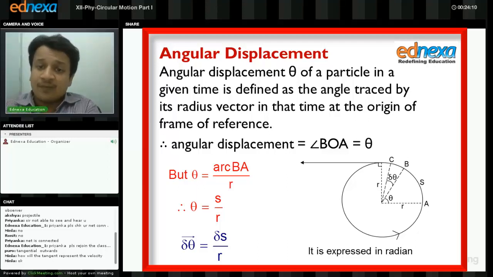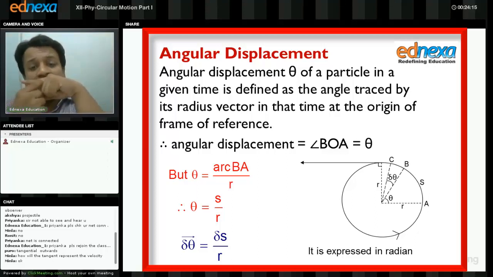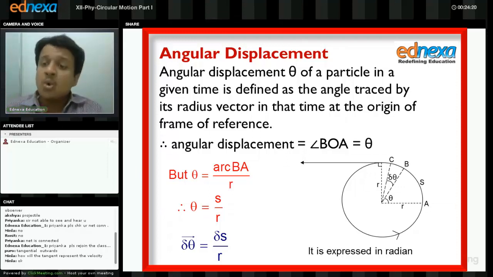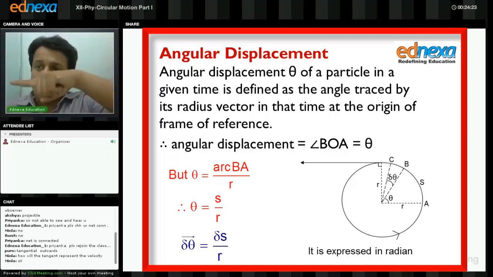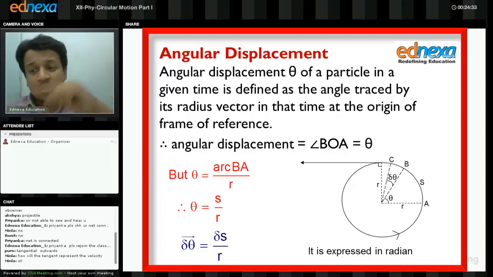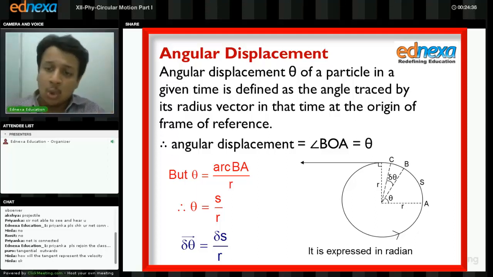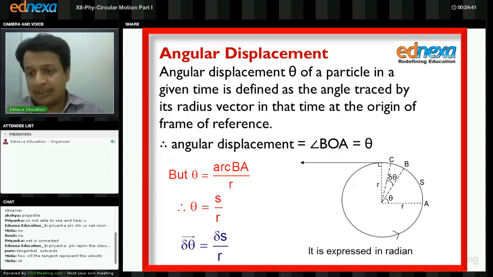at the origin of the frame of reference. It means we are going to situate the frame of reference at the origin, so O will be our origin, then OA to OB. This motion is nothing but the angle. So angle AOB or BOA is the angular displacement theta. So angular displacement BOA is equal to theta.